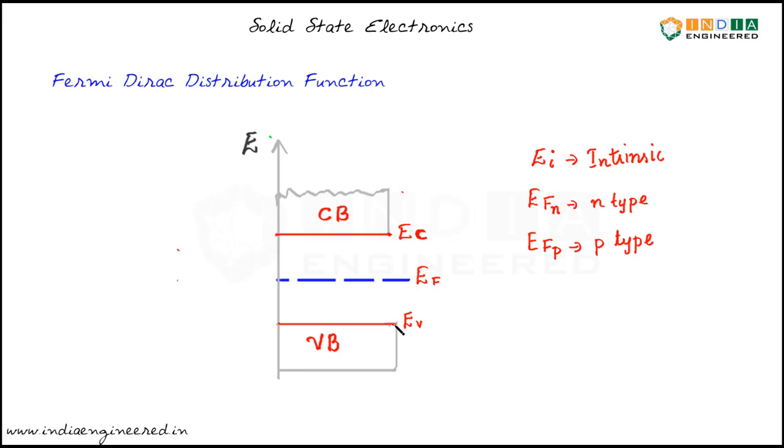That is, EC is the bottom of the conduction band, EV is the top of the valence band edge, EF we use for Fermi level, EI is the Fermi level in intrinsic semiconductor. If we want to specifically talk about n-type or p-type, we may use EFN or EFP. And we will be using EG to represent the energy gap. So this is our energy gap, EG.